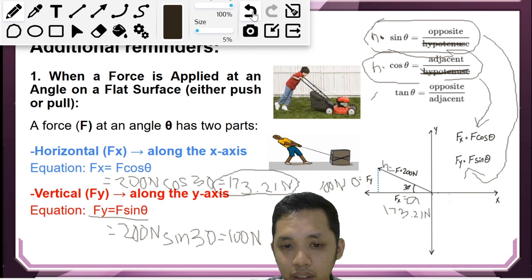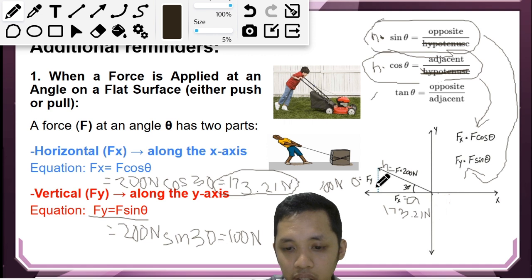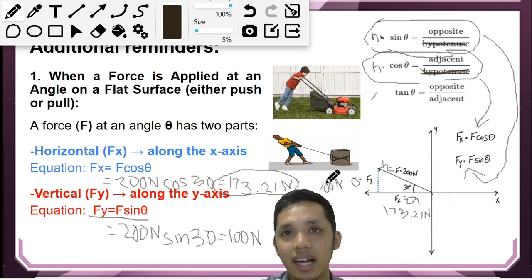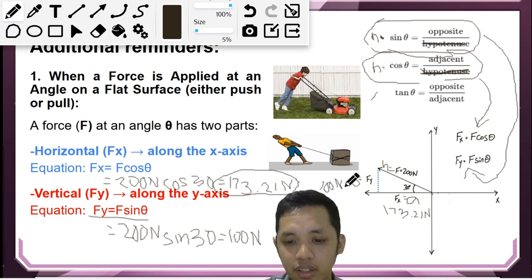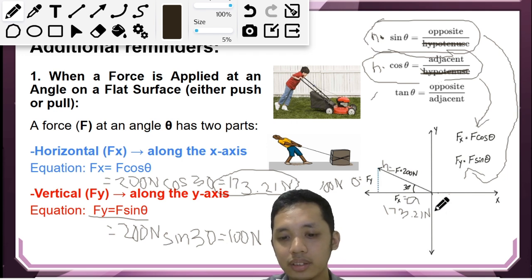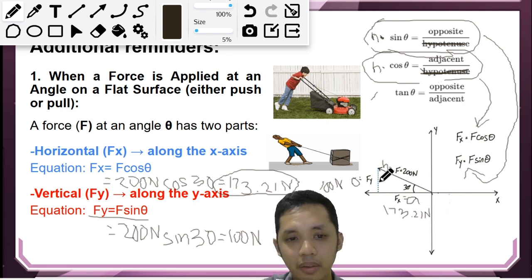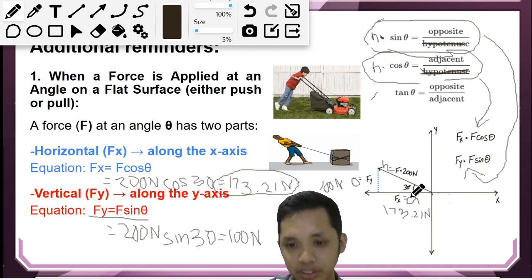So meaning, the length of this arrow should be shorter than the hypotenuse and the adjacent side because it has the lowest amount, 100. So is it shorter than the hypotenuse? Yes. Is it shorter than the adjacent side? Yes. So, that is why I think we got the correct illustration and answers.